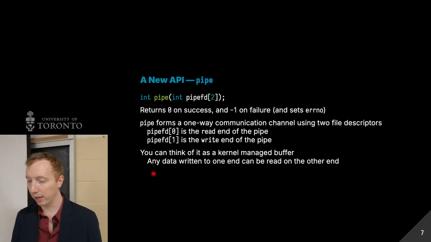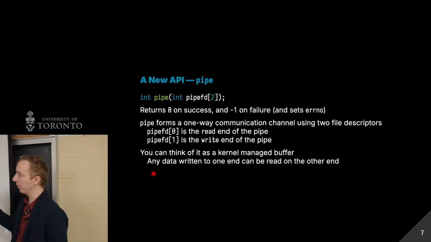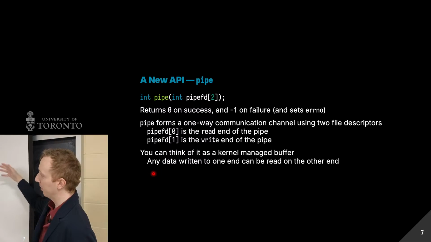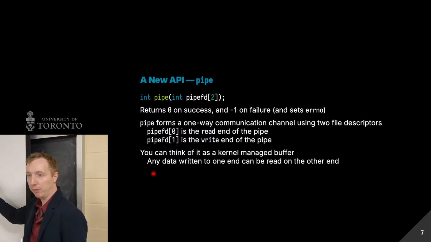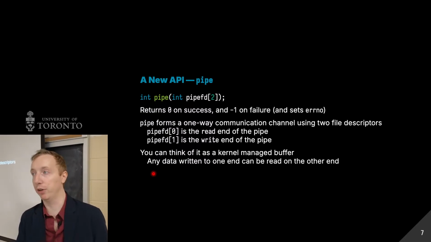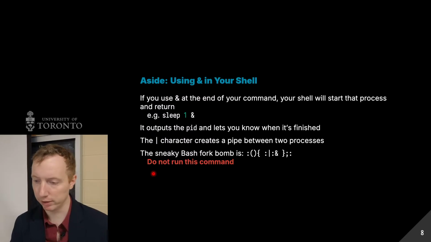So again, think of it as a kernel-managed buffer. It's just some memory in the kernel that is actually accepting some information when you write to it, and when you read from it, it will read that information. So we'll see how this is used and how we implement that bar operator.